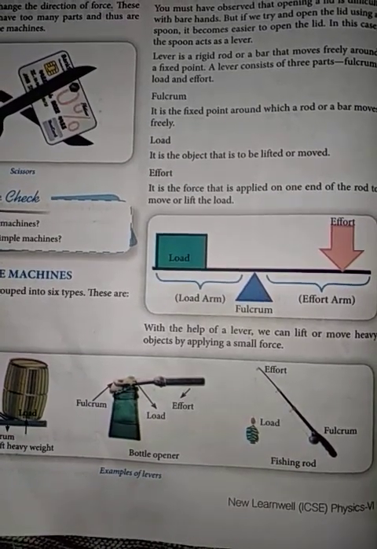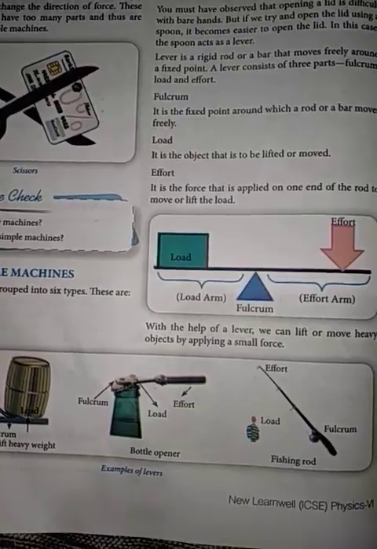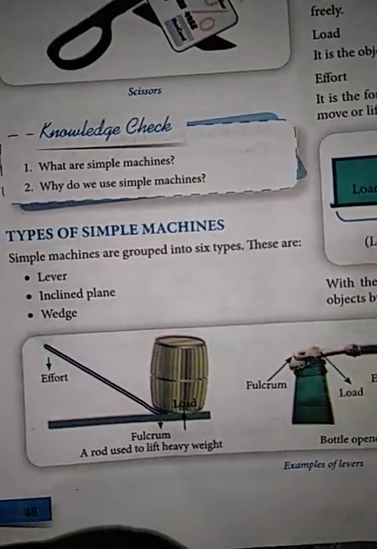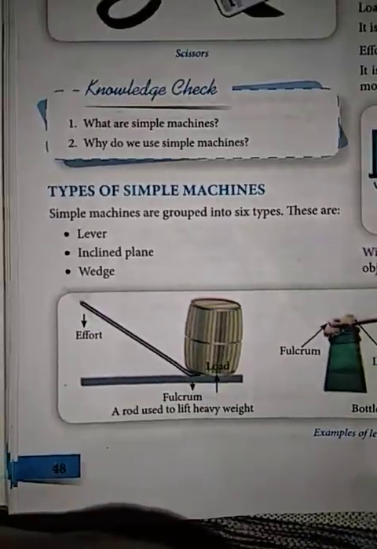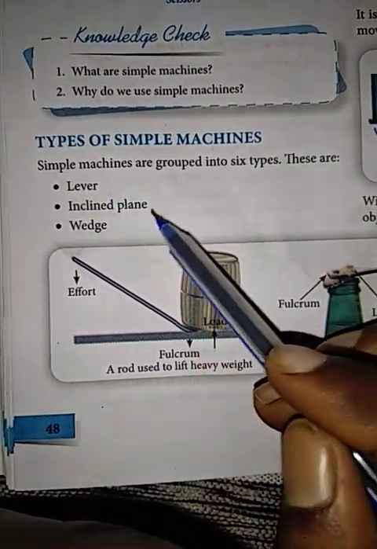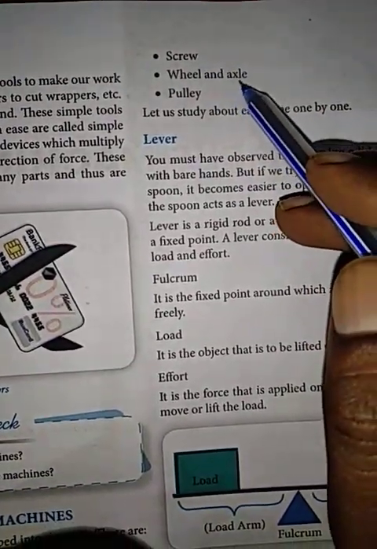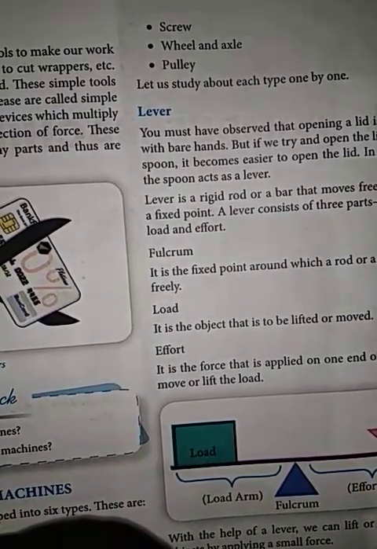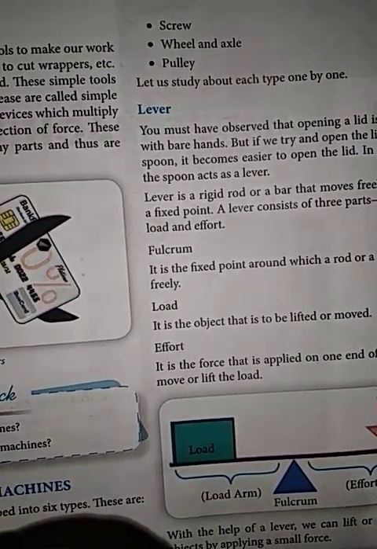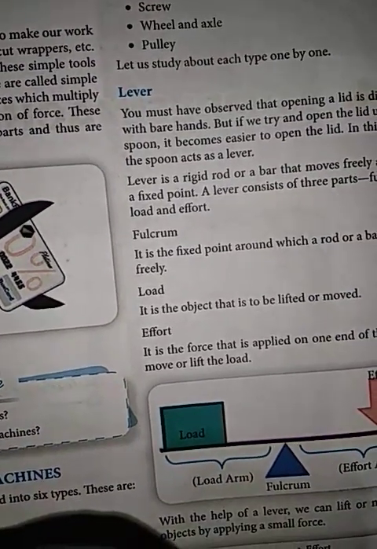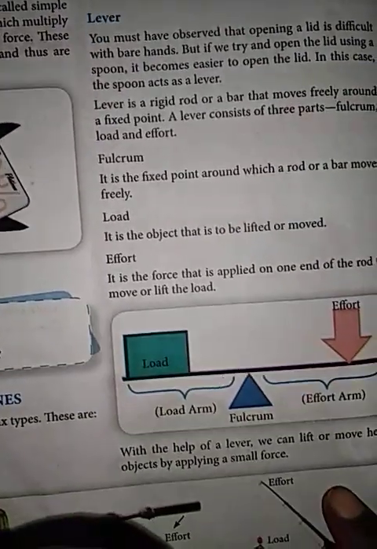Now I am going to discuss the different types of simple machines. There are six main types of simple machines: lever, inclined plane, wedge, screw, wheel and axle, and pulley. These are the six types of simple machines. We'll discuss all these types one by one. So let us first discuss the lever.